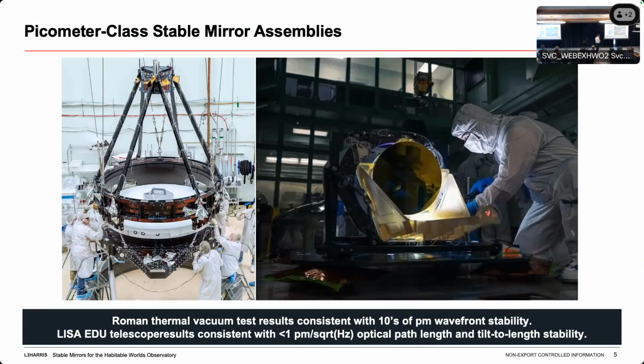Here's a few examples. On the left, that's the Roman Space Telescope. On the right, that's the LISA EDU telescope. I mentioned the traceability to the type of stability we're looking forward to on Roman. We also, on LISA, are looking at test results that University of Florida has gotten that show our hardware is compatible with less than a picometer per hertz optical path length stability. It's a different metric, a different form of stability, but it shows that we're working to meet tight requirements on the picometer scale on multiple projects that are traceable to flight.